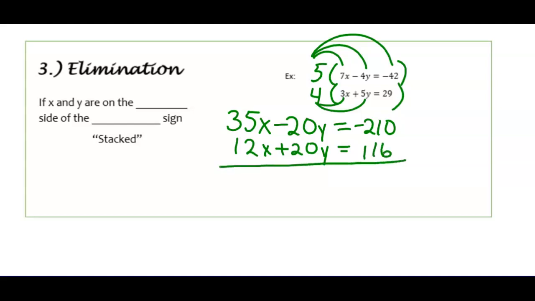Now what am I going to do with these two? Add them together. So when I eliminate, I'm going to do this when I have x and y on the same side of the equal sign, or they're stacked on each other like they are. Okay? And I need to make sure that one of my x's are opposite of each other, or my y's are opposite of each other, and add them together. Okay? If you need to add that to your notes, add that to your notes.